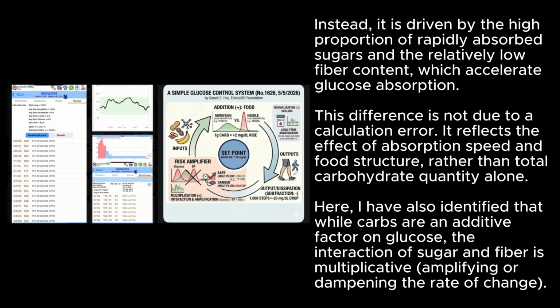Instead, it is driven by the high proportion of rapidly absorbed sugars and the relatively low fiber content, which accelerate glucose absorption. This difference is not due to a calculation error. It reflects the effect of absorption speed and food structure, rather than total carbohydrate quantity alone. Here, I have also identified that while carbs are an additive factor on glucose, the interaction of sugar and fiber is multiplicative, amplifying or dampening the rate of change.